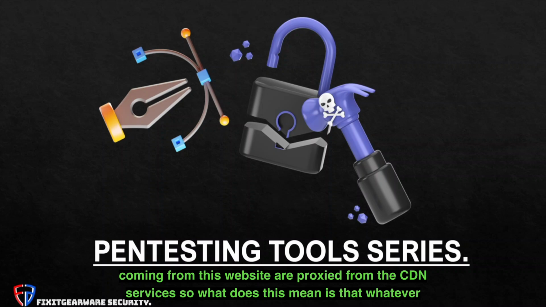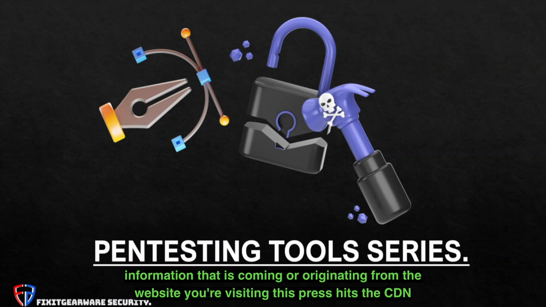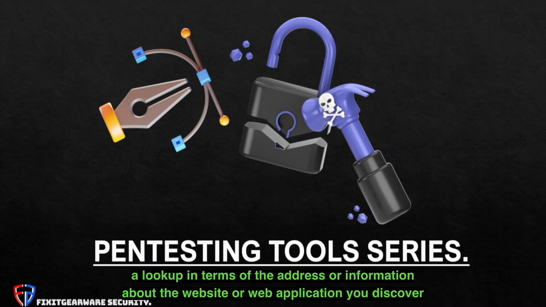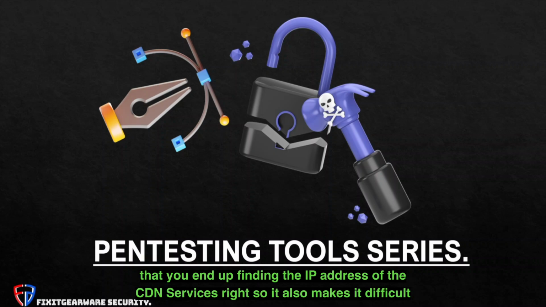What this means is that whatever information originates from the website you're visiting first hits the CDN, and the CDN then supplies the data or information you're requesting. So when you try to do a lookup of the address or information about the website or web application, you end up finding the IP address of the CDN services, right?